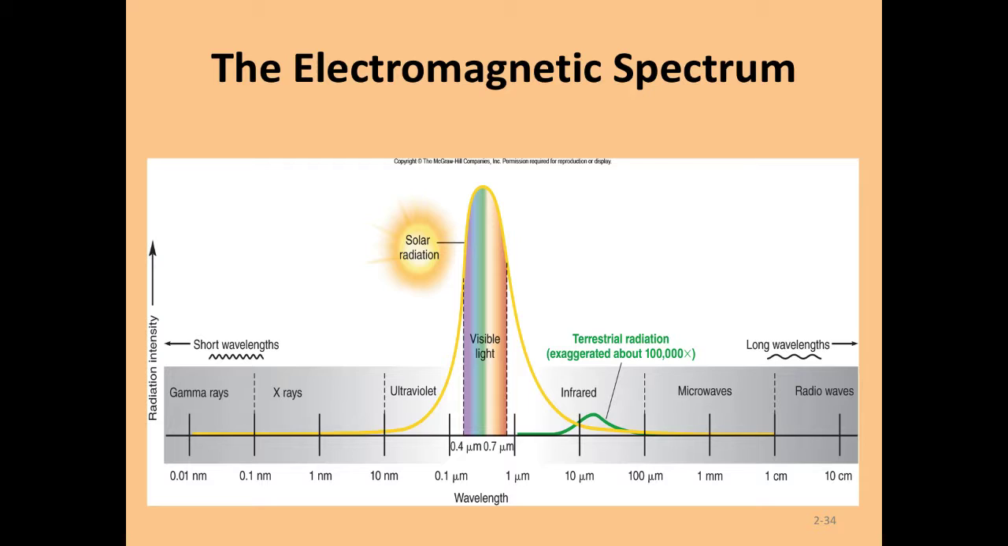But of course, you may have heard of all the other ones like X-rays. You've heard of ultraviolet rays and even microwaves. So we are familiar with other parts of the spectrum. However, we can only see the visible light portion of the spectrum.